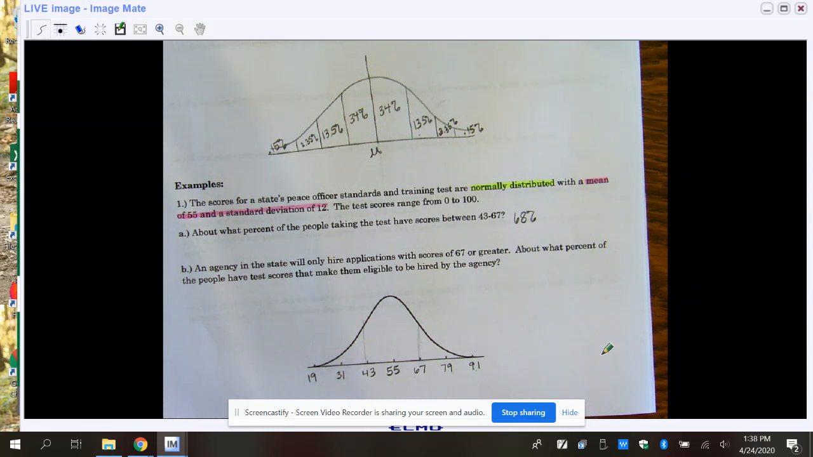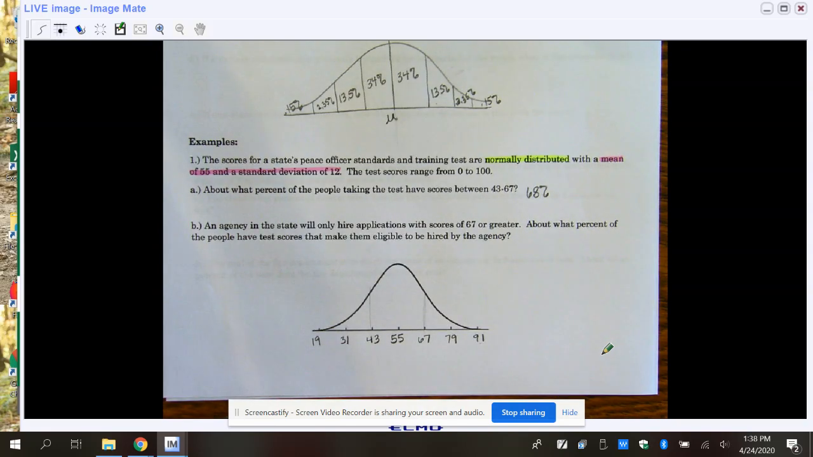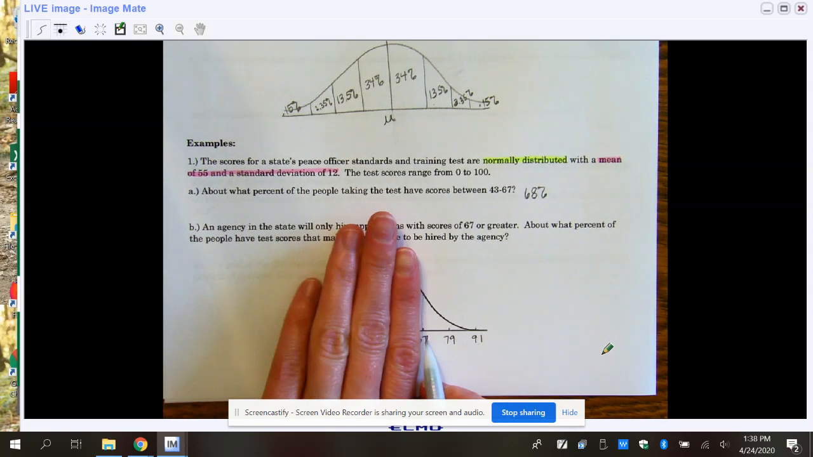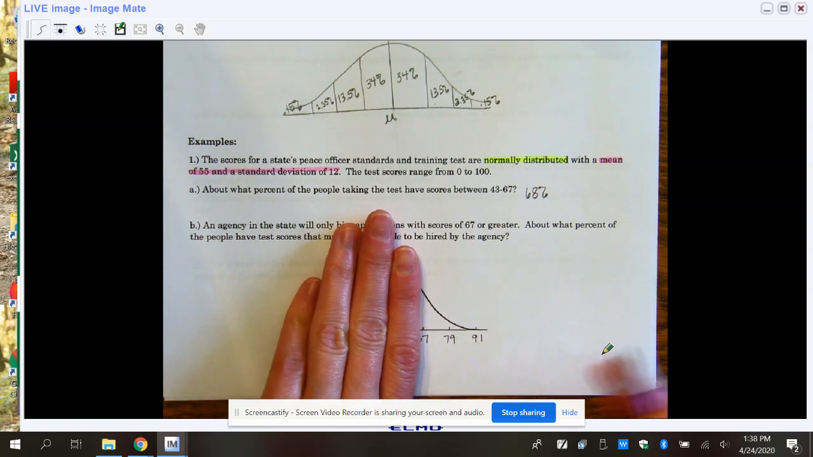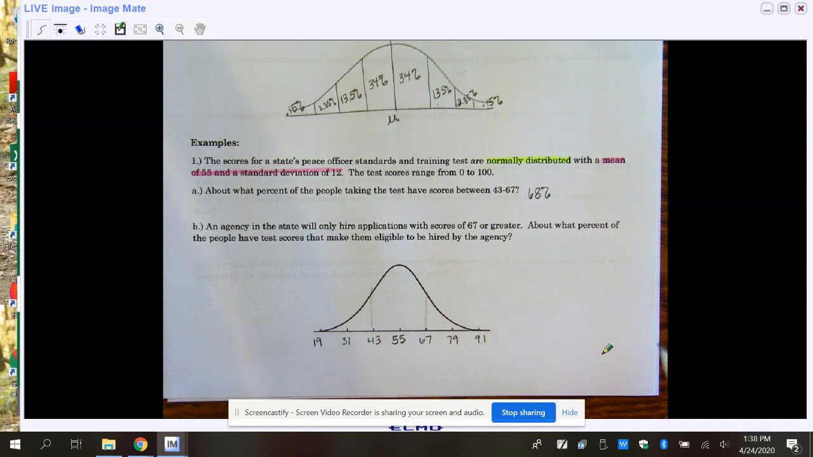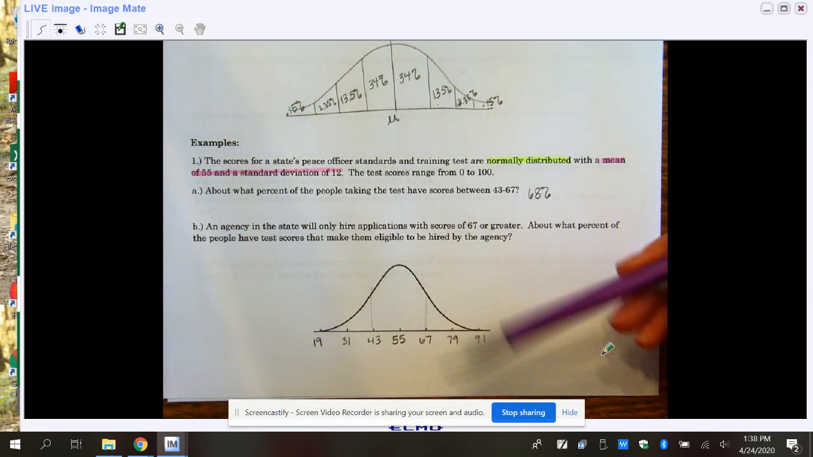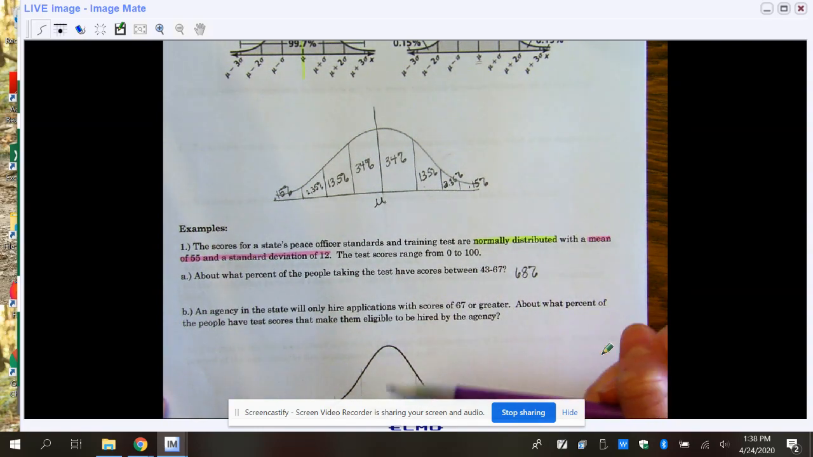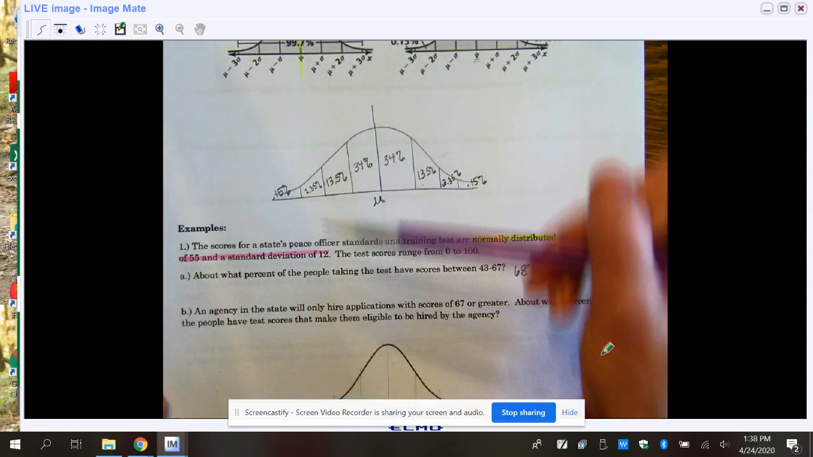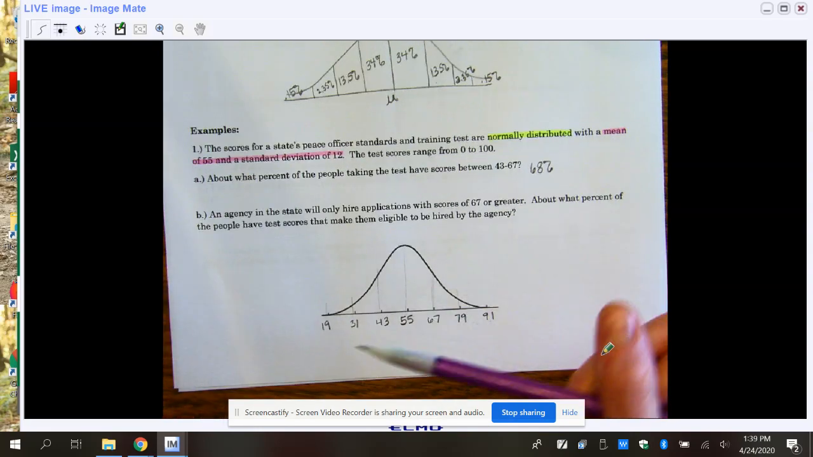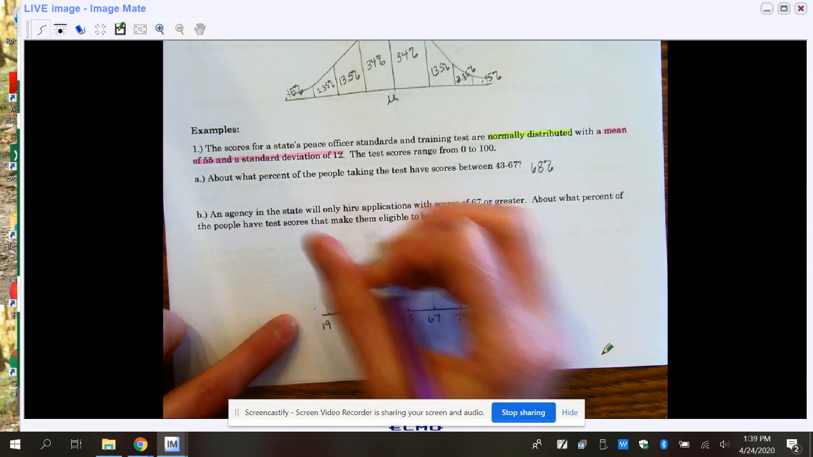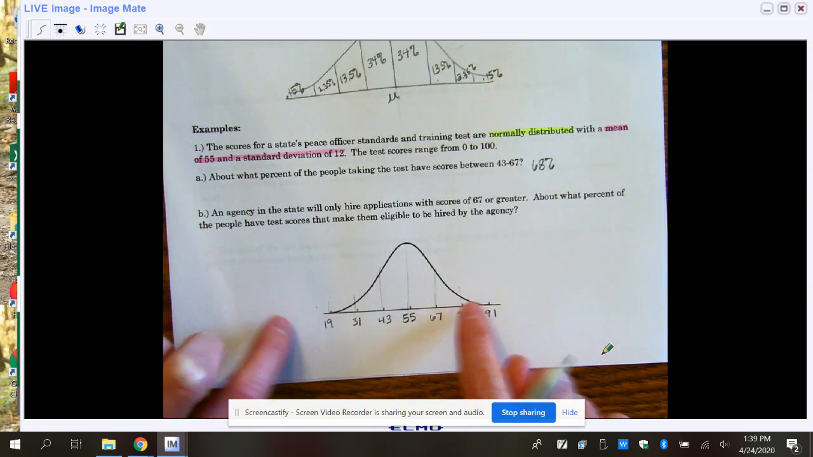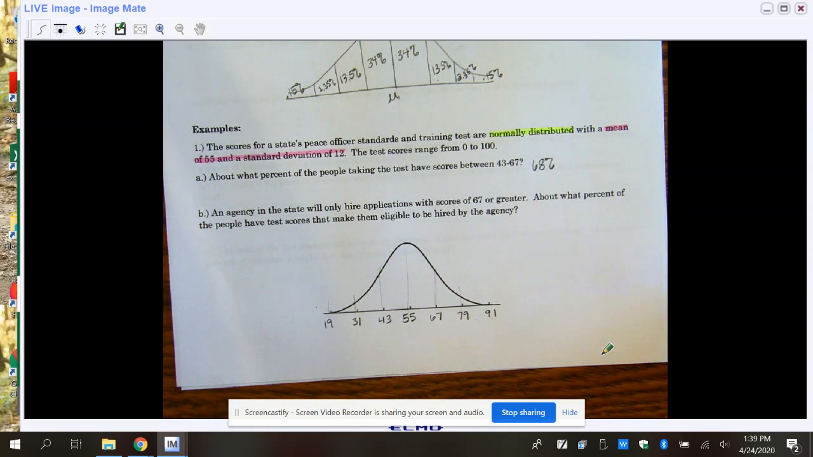Okay. This next question says, an agency in the state will only hire applicants with a score of 67% or greater. About what percent of the people will be hired by the agency? So you've got a couple options here. You could actually go and label, like kind of just copy down this. Just don't forget to always include the 0.15 after your 3 standard deviations above and below. That's a pretty common mistake.